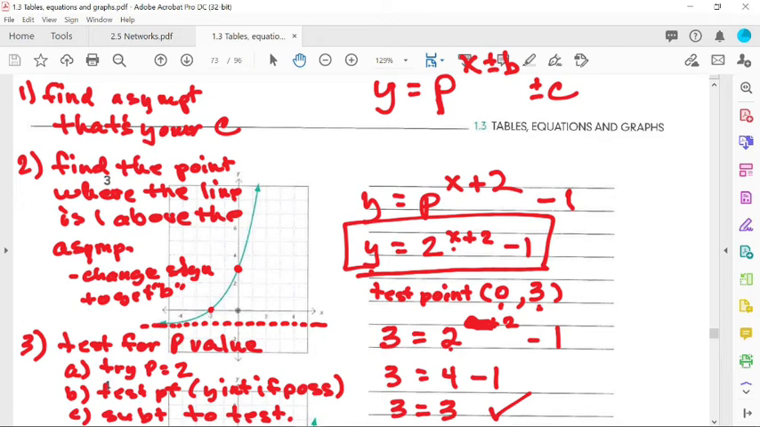Again, 99% of the time, P is going to be 2. But it could, in rare instances, be 3. So you need to be prepared to test these. If you don't test it, you're not going to know. Okay?